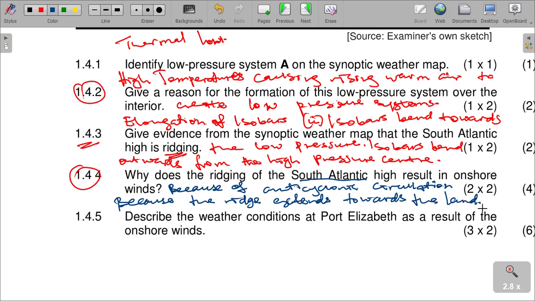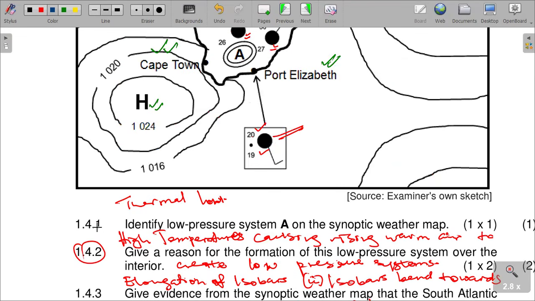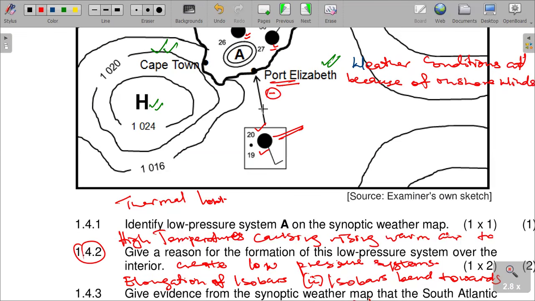Question 1.4.5: describe the weather conditions at Port Elizabeth as a result of the onshore wind. The weather conditions at PE because of onshore winds. So what are these things? One, we can say it results in anticyclonic circulation from the high pressure.